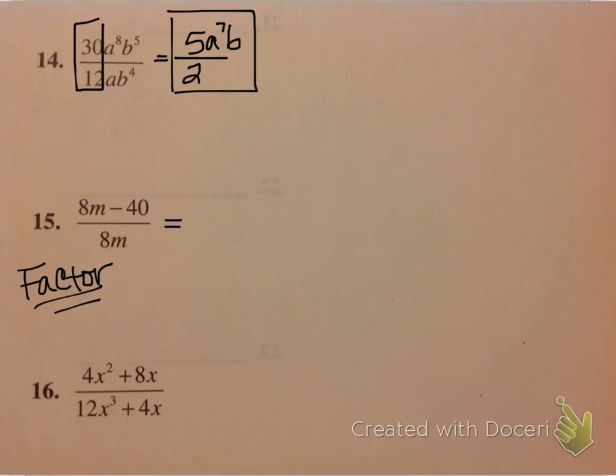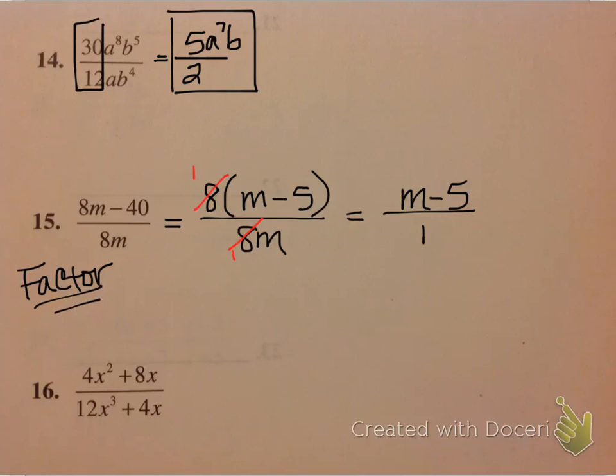8m minus 40, they have a GCF, or an 8, in common. That's going to leave me with m minus 5 over 8m. Now I can cancel, because I have a factor of 8 that will cancel with this factor of 8. And recall, when you cancel, that's like 8 goes into 8 once, 8 goes into 8 once. And then the result, or my simplified answer, is what's left over. So it looks like m minus 5 over m. And again, do not cancel that m in the numerator with the m in the denominator, because the m in the numerator is not a factor. It's being subtracted.